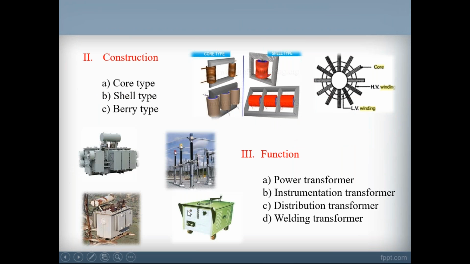Now let us see the second type. Based on the construction, we have 3 types: core type transformer, shell type transformer and berry type transformer. So these 2 are core type and these 2 are shell type. What is the difference between core type and shell type? Tell me one difference.